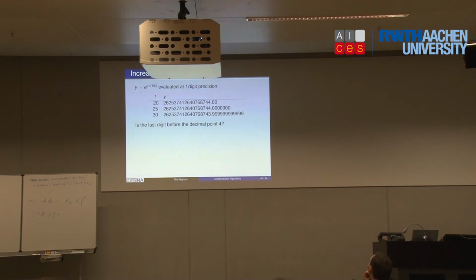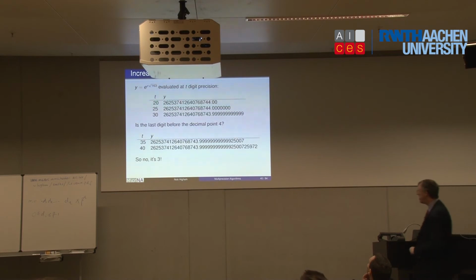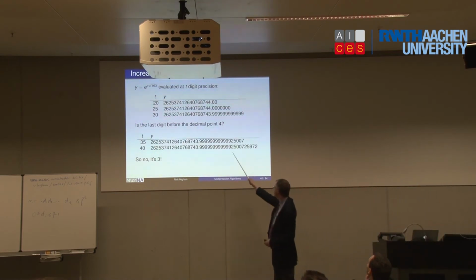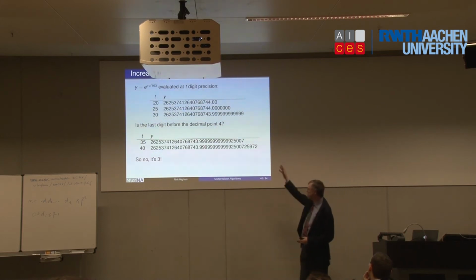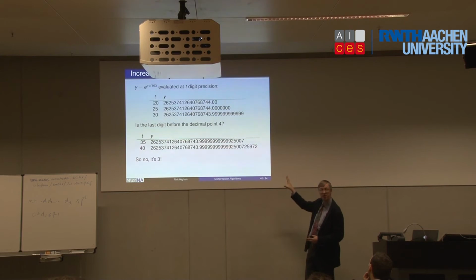One or two other things to be aware of about increasing precision. Here's an example where I'm computing e to the pi root 163 to 20 decimal digits, then 25, and then 30. And the question is, what's the last digit before the decimal point? It looks like it might be 4 from those computations. But if I go on, you can see that in fact we just happen to have a long string of 9s. But you might have to go arbitrarily far down the precision to actually see that.